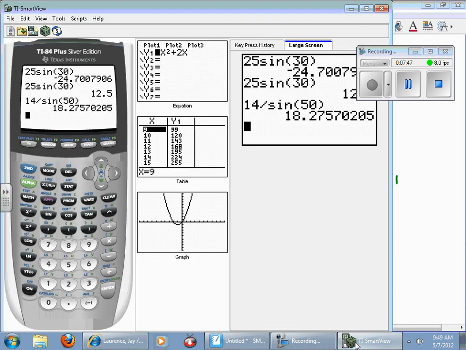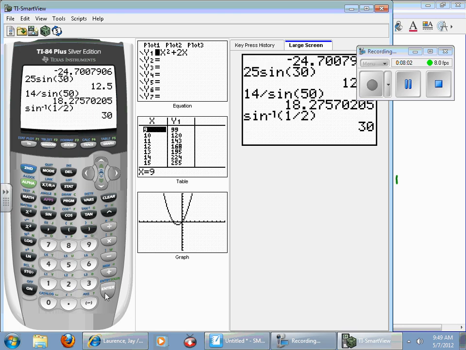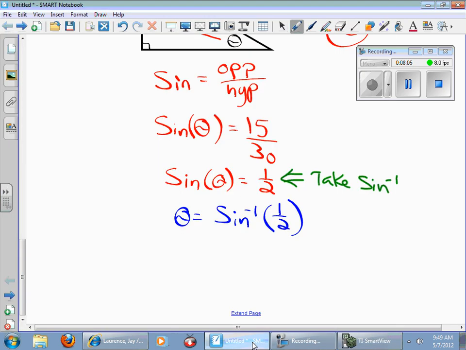So let me come over here. If you notice your sine button in yellow or blue, if you hit the second key, you get an inverse sine. I have 1 divided by 2, 1/2. And look at that, my angle is 30 degrees. That's pretty powerful stuff. So that means theta would be a 30-degree angle.